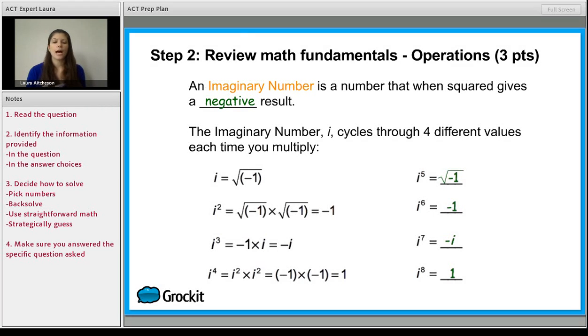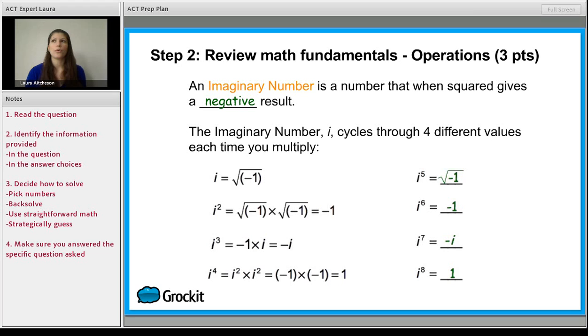So you want to think about if you had, I'm trying to explain it without drawing it out, which is just a terrible idea. So if you had i to the 40, it is a pattern. So you can take 40 and divide it by 4, and you get 10, remainder 0.